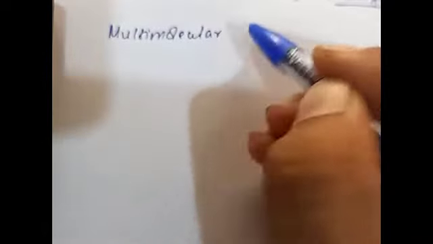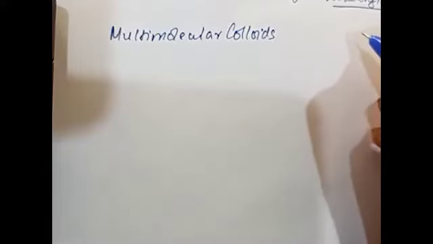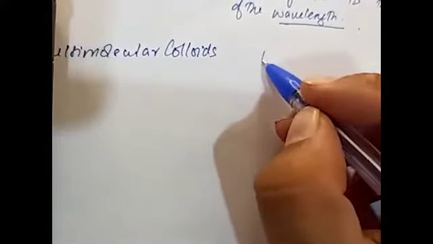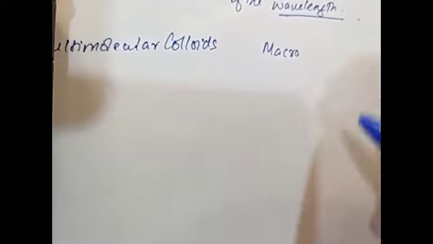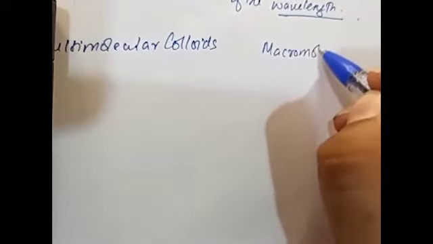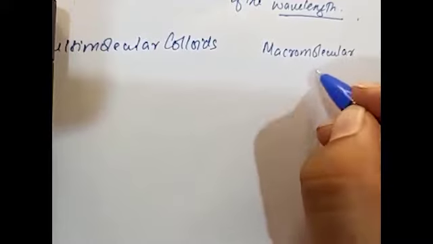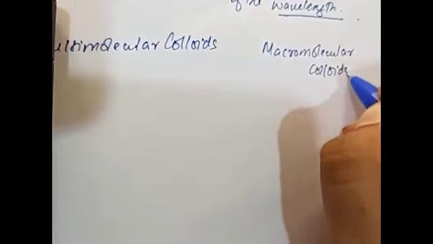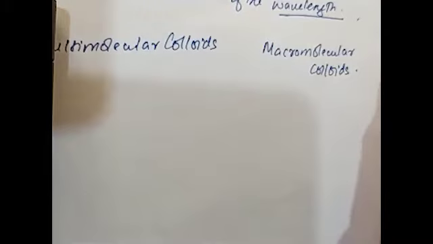All right. So the next topic is multi-molecular colloids and macromolecular colloids. There are two types of colloids. There are actually three types, but in your course there are only two. Associated colloids also exist, but let us stick to the topic.